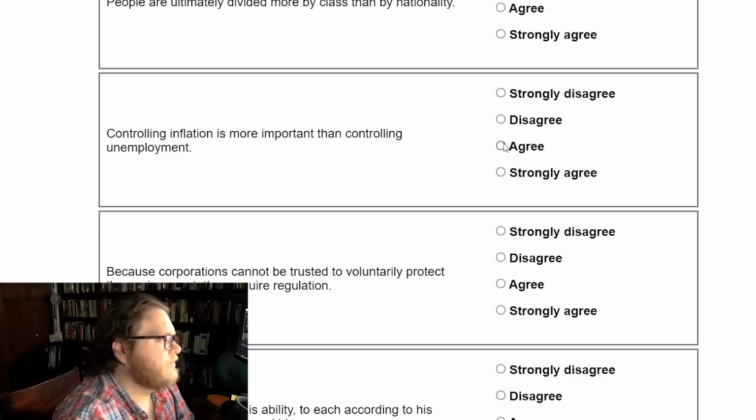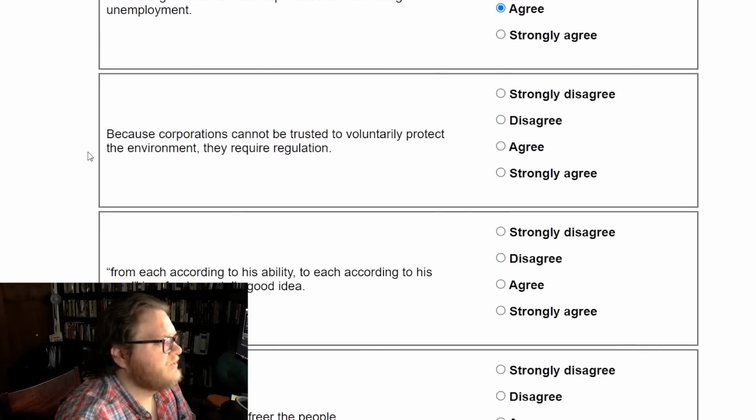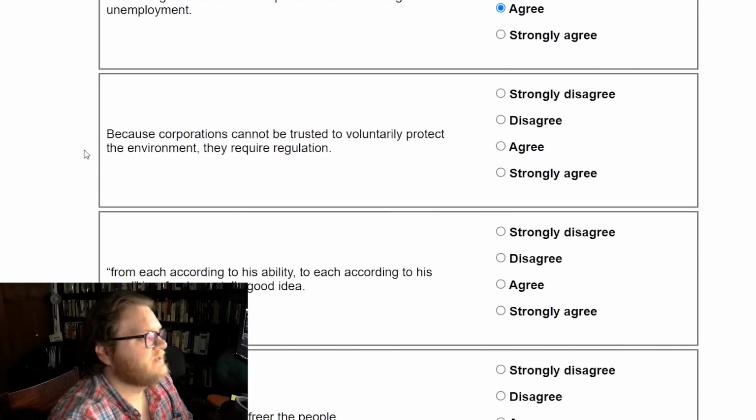Controlling inflation is more important than controlling unemployment. Mildly agree, once again, nuances when it comes to policy, but I would agree because if you have really bad inflation, a poor person still has to pay those higher prices, regardless of whether or not they have a job. Because corporations cannot be trusted to voluntarily protect the environment, they require regulation. Disagree because corporations voluntarily protect the environment all the time.